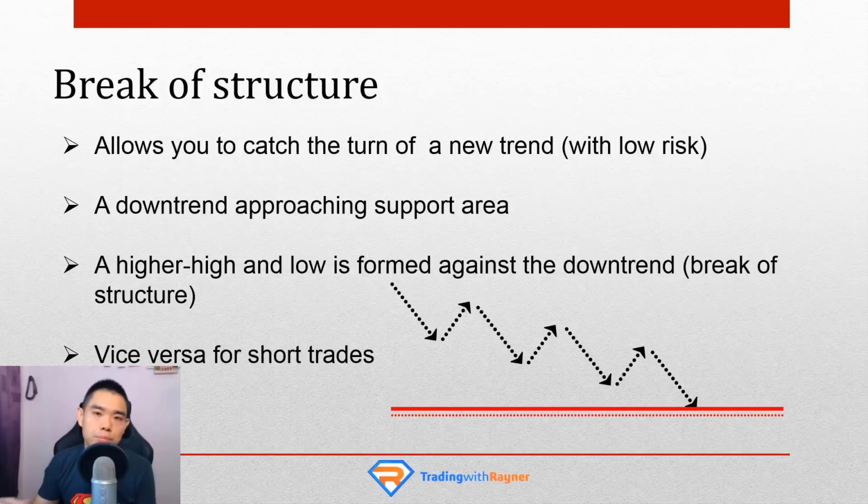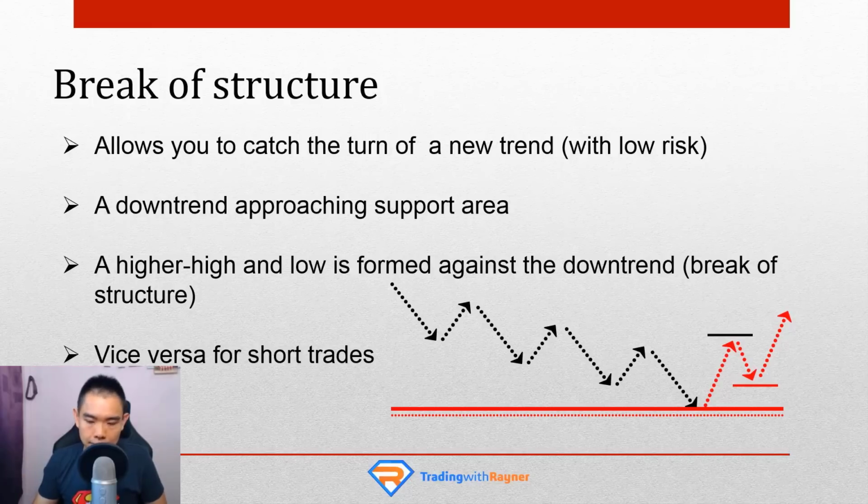Then what you're looking for is a break of structure. The current market structure is a series of lower highs and lower lows. So what you're looking for is a new series of higher high and higher low, something like this. It goes up higher, pulls back, and then breaks out higher. So at this point, you now have a higher high and higher low. Make sense? This is what we're looking for.